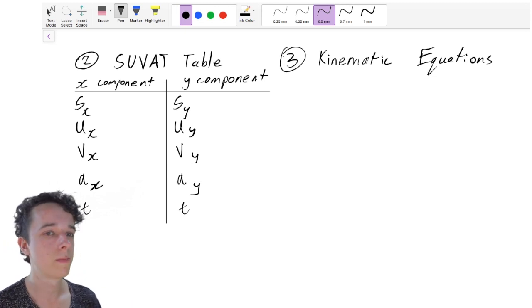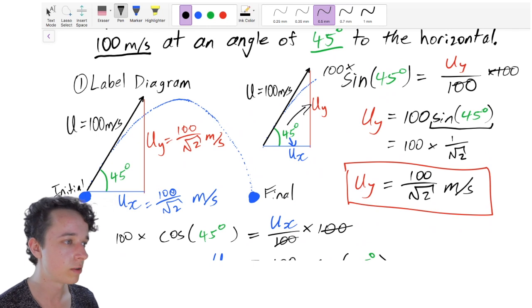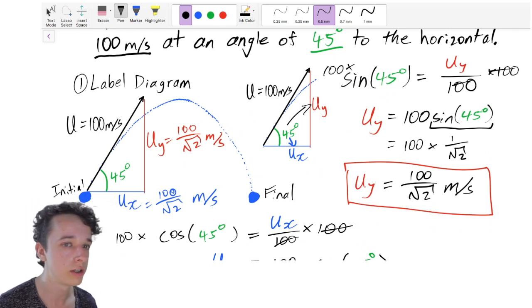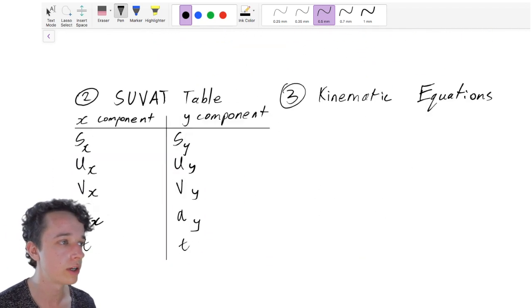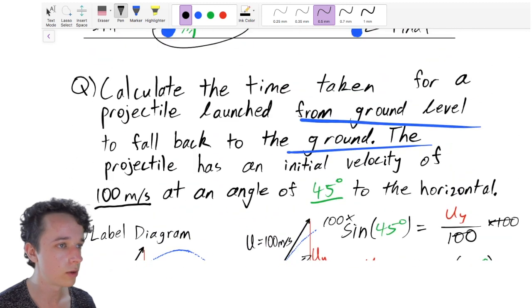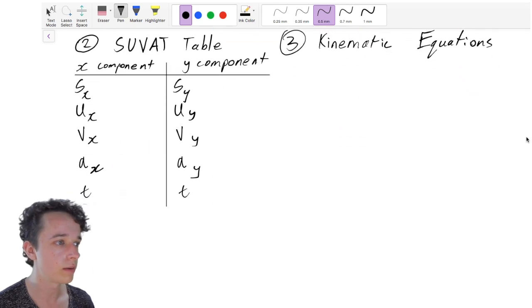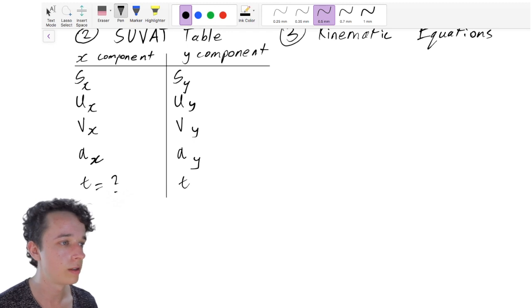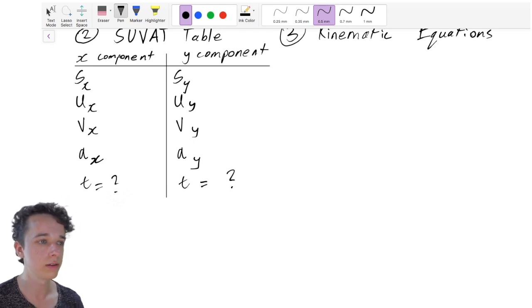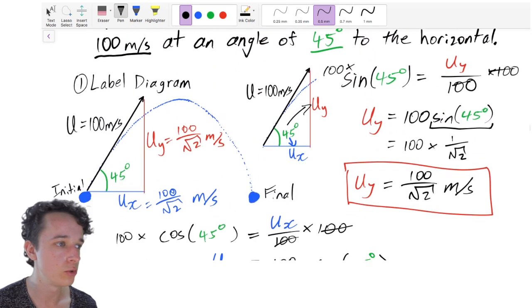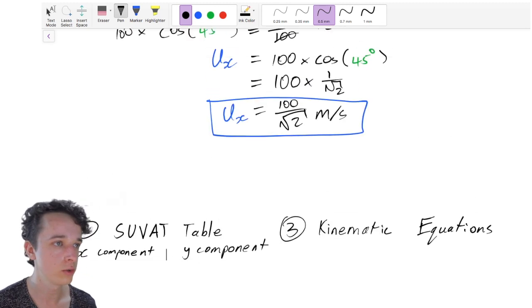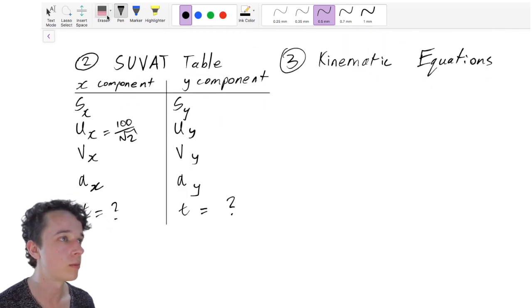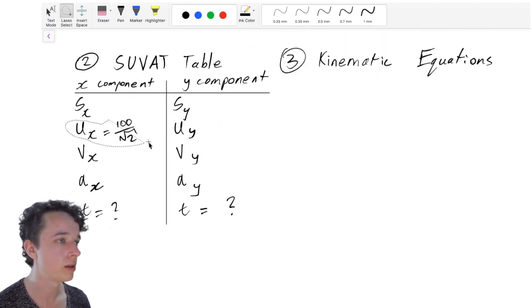Do we know what Sx is? So what's the displacement in the x component from the initial position to the final position? We don't know that, so we're not going to write anything there. Actually, first of all, what are we finding? We're finding the time of flight. So we're finding this t. We don't know Sx, we do know ux, don't we? That's 100 over root 2 meters per second. I'll make that blue.